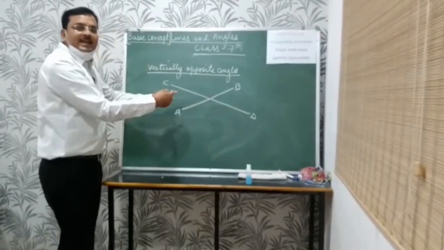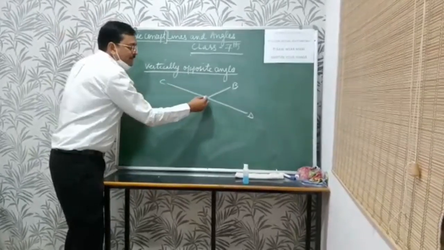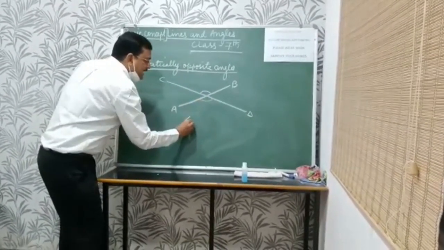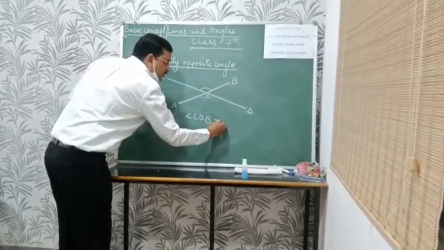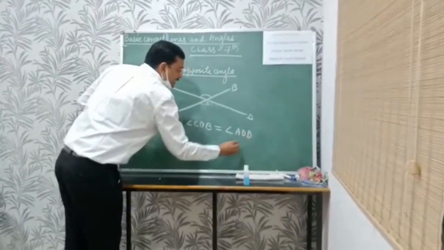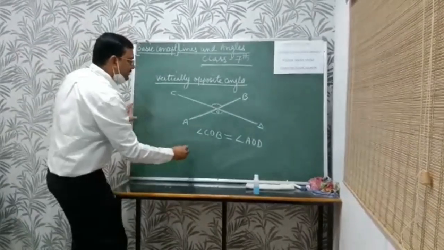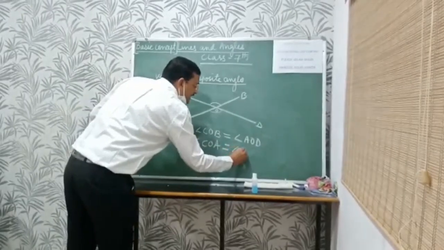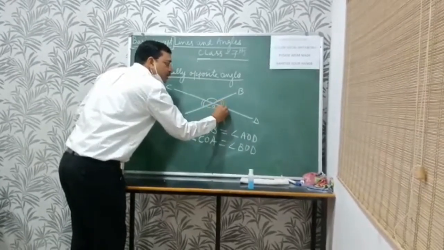When two straight lines intersect, vertically opposite angles are formed. It means this angle is vertically opposite to this one. I will give the names here: angle COB is equal to angle AOD, and vertically opposite angles are always equal in measure. Similarly, angle COA is equal to angle BOD. It means this angle is also equal to this angle.